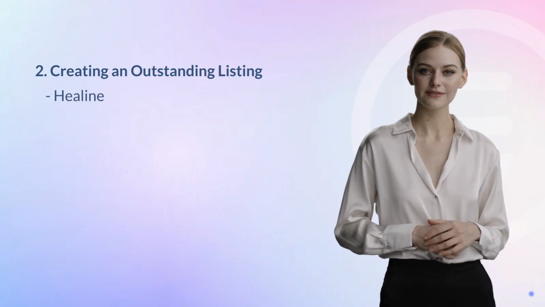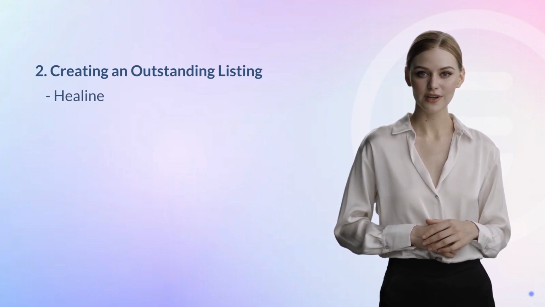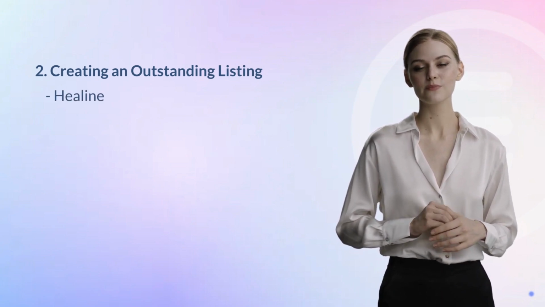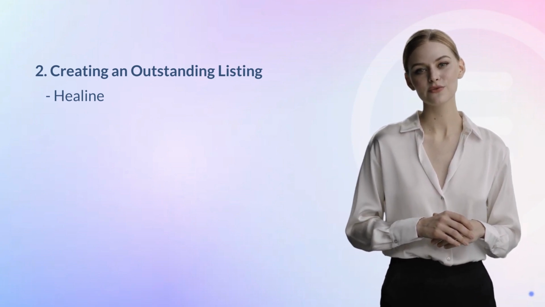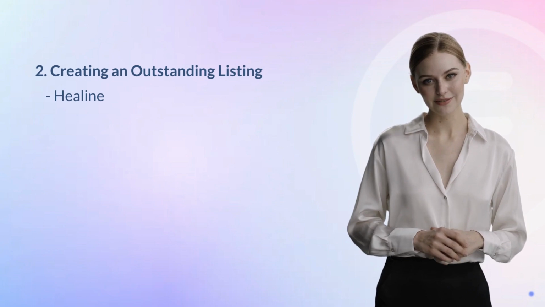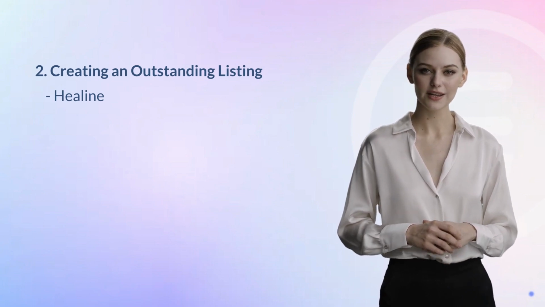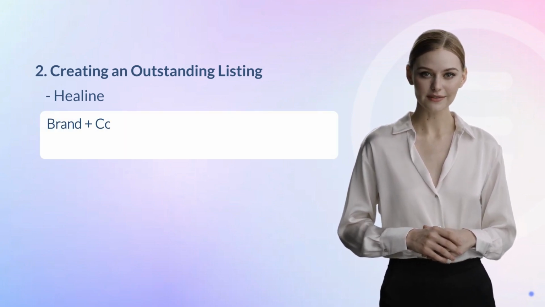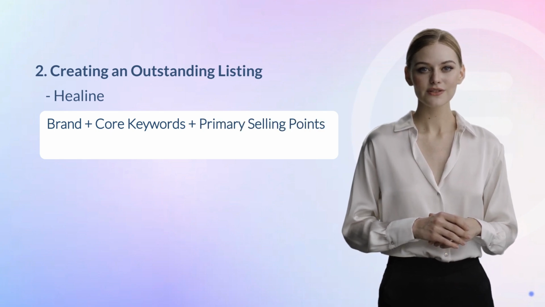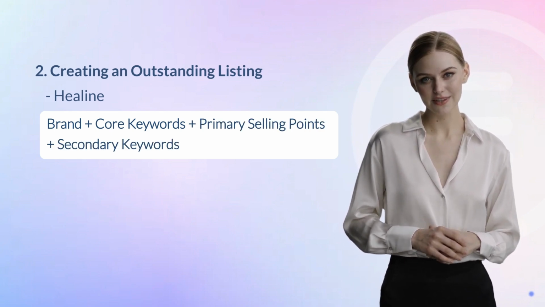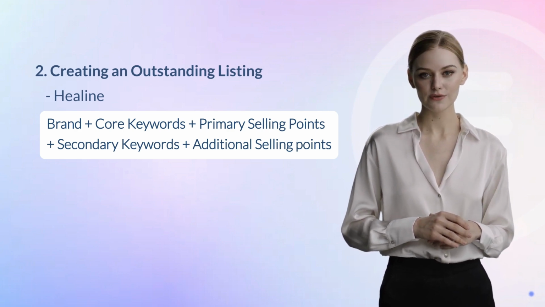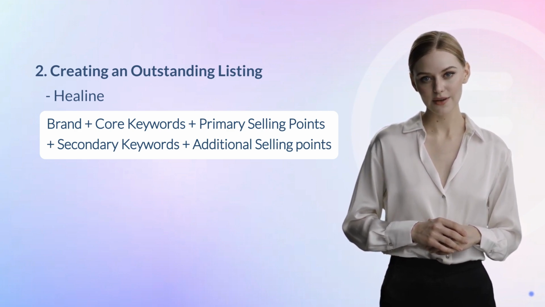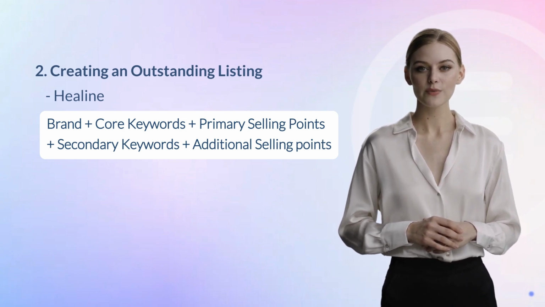After polishing the visual elements of your product listing, it's time to focus on the text, starting with the headline, which is essential for both ranking and click-through rate. A well-crafted headline typically includes the brand, core keywords, primary selling points, secondary keywords, and additional selling points. Each component works to grab customers' attention while helping Amazon's algorithm understand what your product is all about.